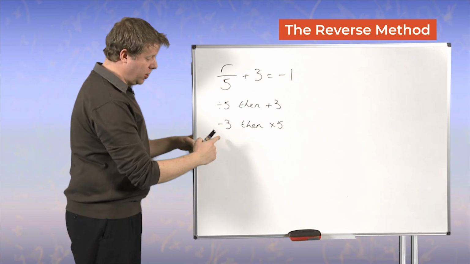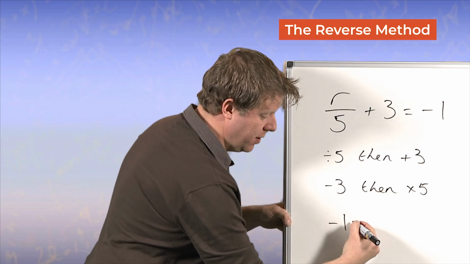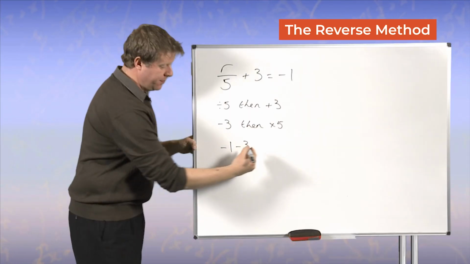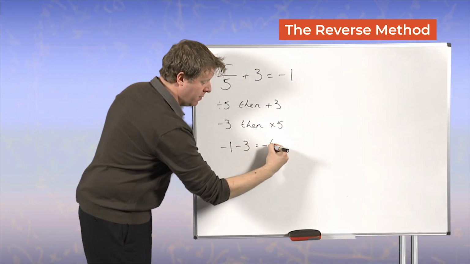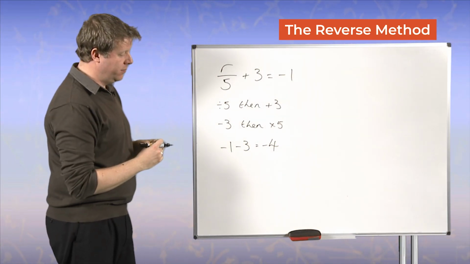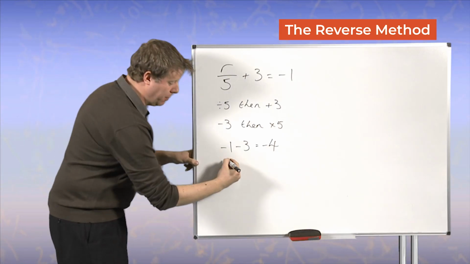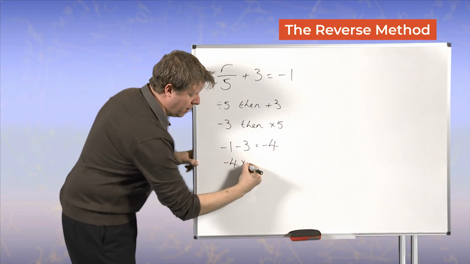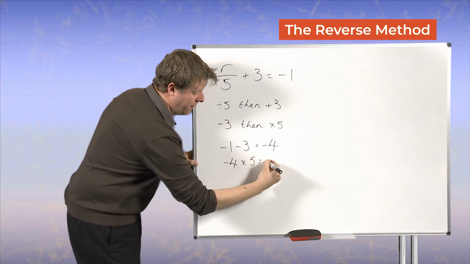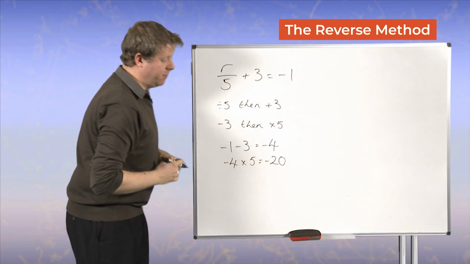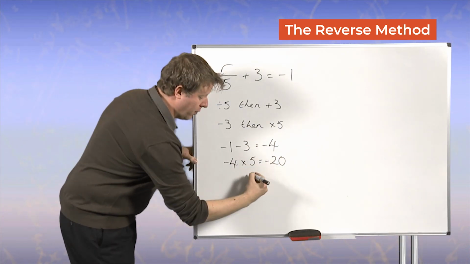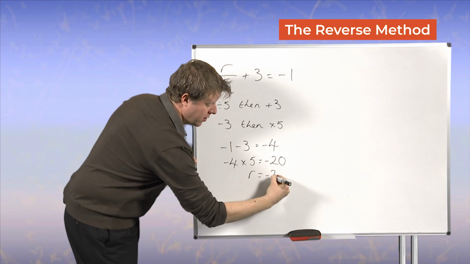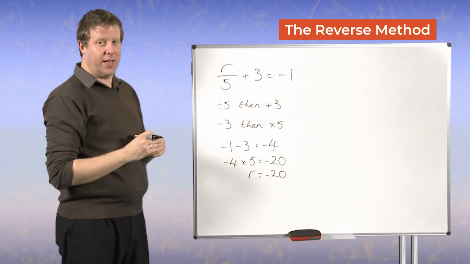So first thing I'm going to do, well, I need to do minus 1 subtract 3, which will give me, again, be careful with those negative numbers, minus 4. And then I'm going to multiply by 5, and minus 4 multiplied by 5 gives me minus 20. So my final answer will be written as r equals minus 20.